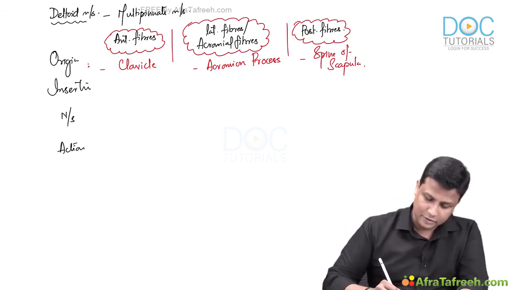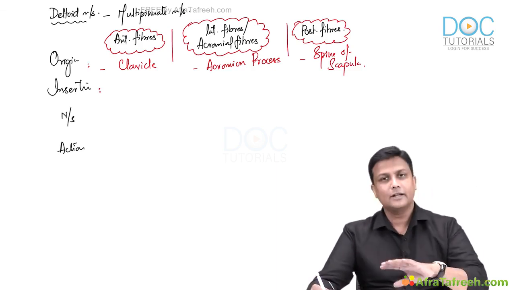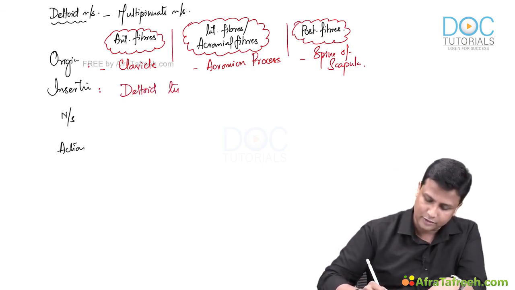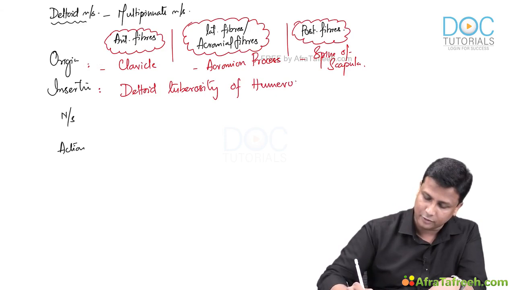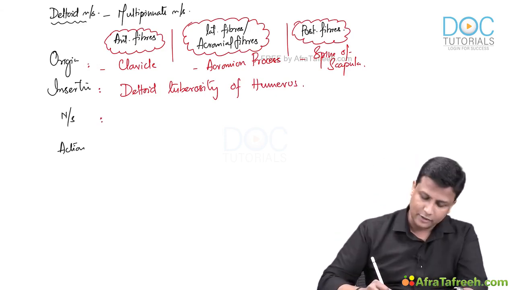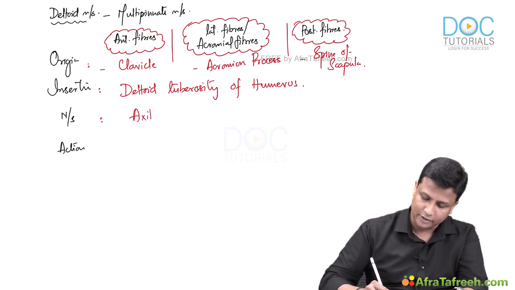Done. When it comes to the insertion, remember all of them have a common insertion. So all of these will combine together and get inserted onto the deltoid tuberosity. Deltoid tuberosity of humerus, of course. It is located on the shaft of humerus on the lateral surface. What is the nerve supplying deltoid, guys? The nerve supply to deltoid will be the axillary nerve.